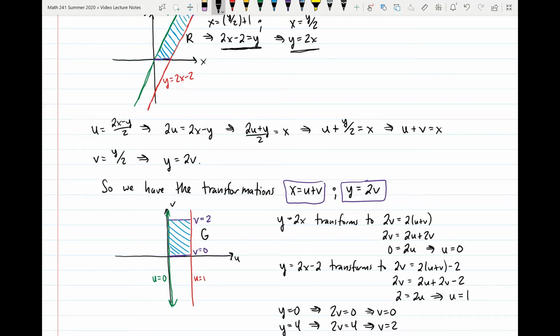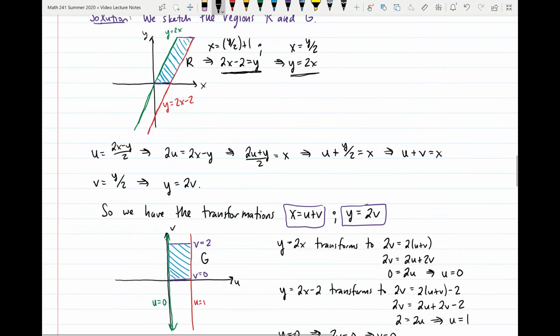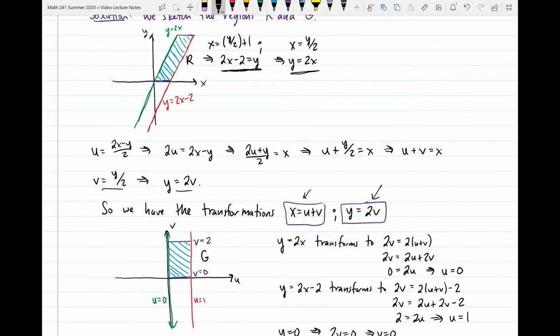So 2u plus y over 2 is equal to x, and u plus y over 2 is equal to x. And remember that v was given as y over 2. So this tells us that u plus v is equal to x. So that's one of our transformations where we're giving x as a function of u and v. So I have that circled in purple here. And after we have that, then we can easily find here that y has to be equal to 2v. So now we're giving y as a function of u and v.